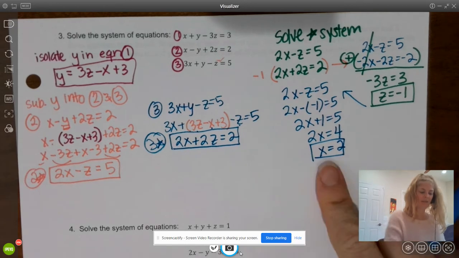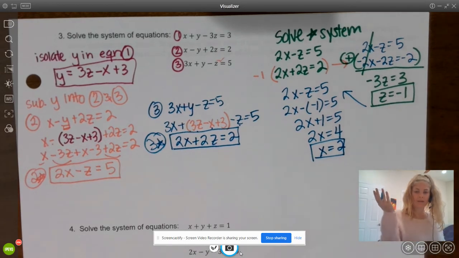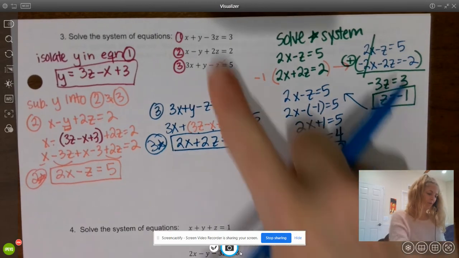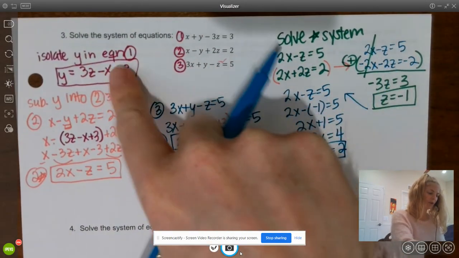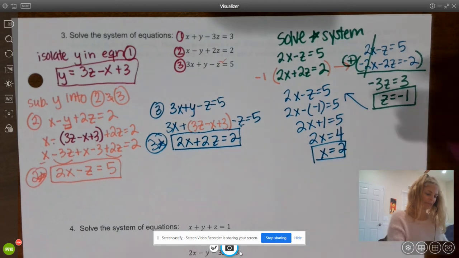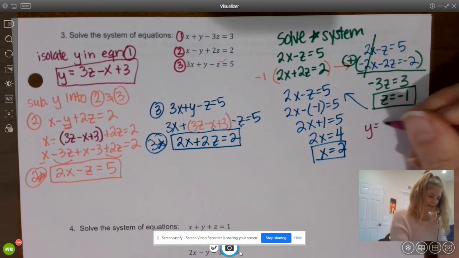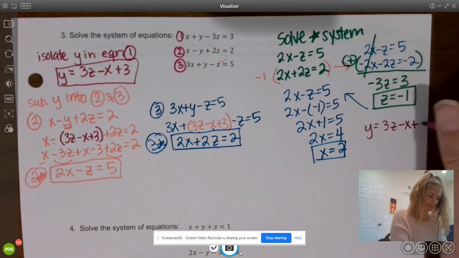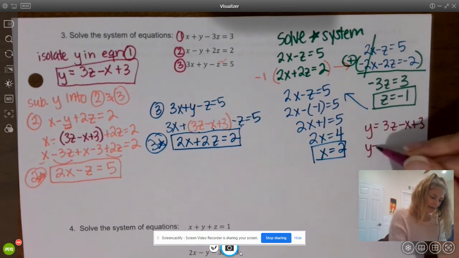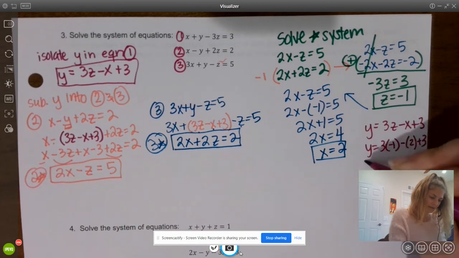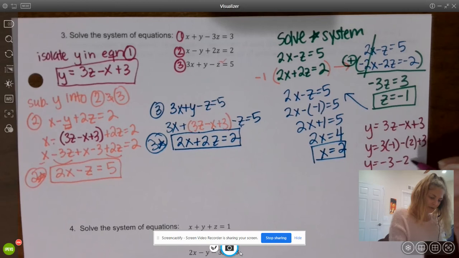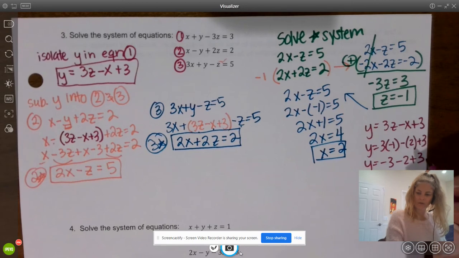Okay, so we have x, we have z. What are we missing? Y. Okay, well, we have to go back to one of our original equations, or hey, we already have y isolated there. So we know that y is equal to 3z minus x plus 3. So y is equal to 3 times -1 minus 2 plus 3. -3 minus 2 plus 3. Y is going to be equal to -2, because -3 plus 3 cancel out.